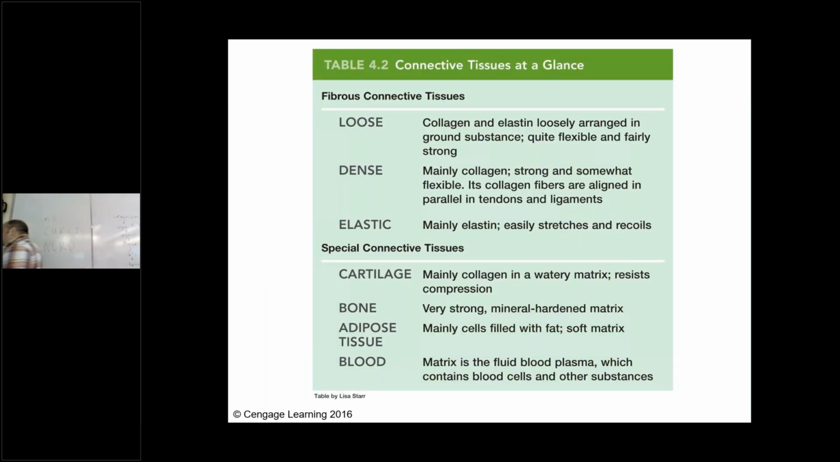Look over here at this next slide, and it's just going to give you an example of types of connective tissue. So you'll see here this fibrous and then the special connective. When you think of this, we know what cartilage is. We know what bone is. Adipose tissue is fat.